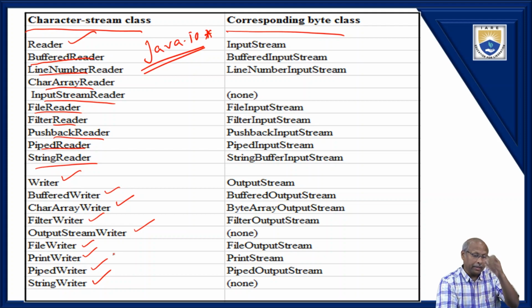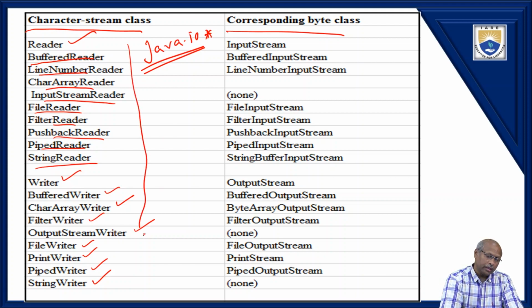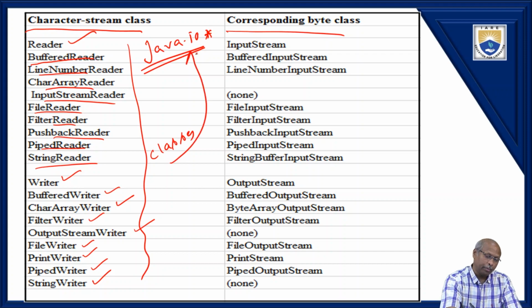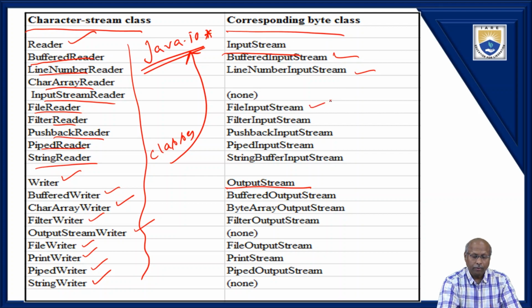Whenever we are dealing with character streams, you can use these corresponding classes. These are the classes available under the IO package. Similarly, there are other classes related to byte stream. The two base classes are InputStream and OutputStream. Under InputStream, various classes are there: BufferedInputStream, LineNumberInputStream, FileInputStream, FilterInputStream, PushbackInputStream, PipedInputStream, StringBufferInputStream. These are the classes available for reading purpose.